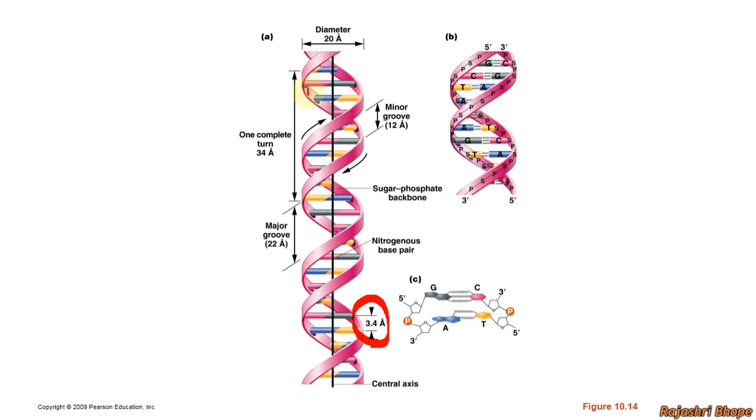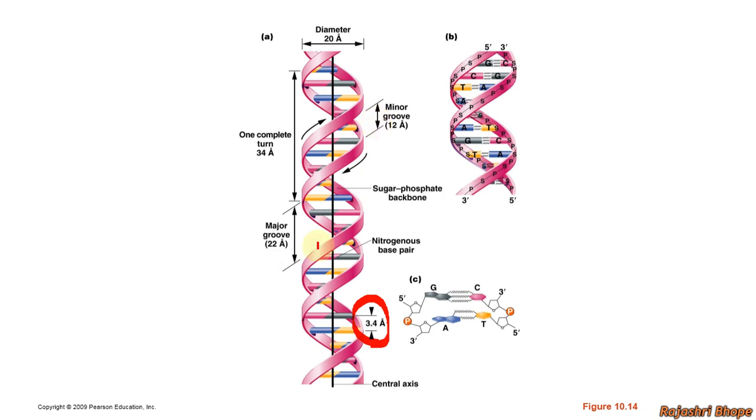Now the two strands, you can see here, are coiled around the central axis. This black line is the central axis around which these two strands are coiled. At some points you can see the angle of rotation is wider and here it is narrower. The wider angle is termed the major groove, and the narrower is the minor groove.